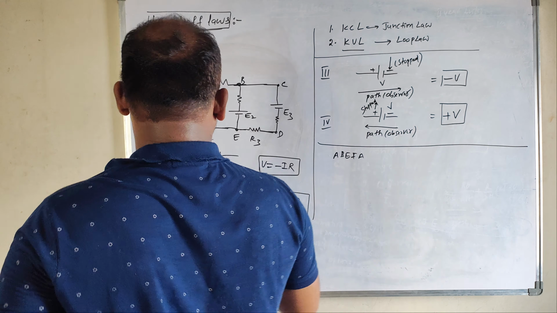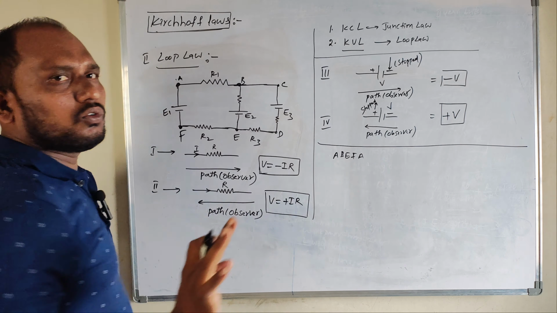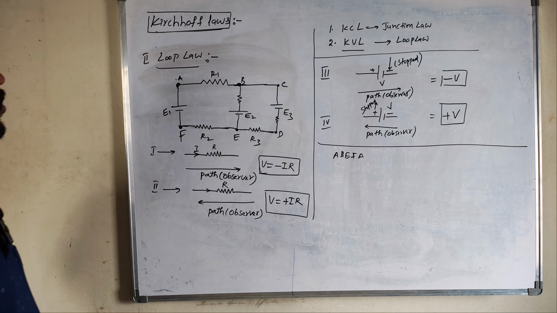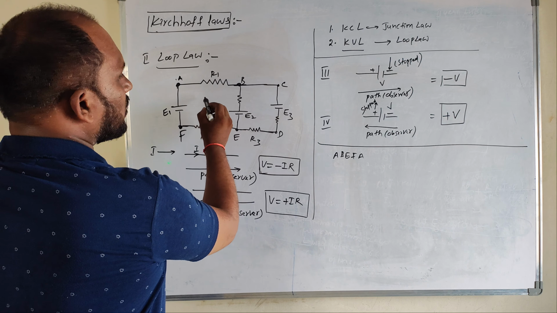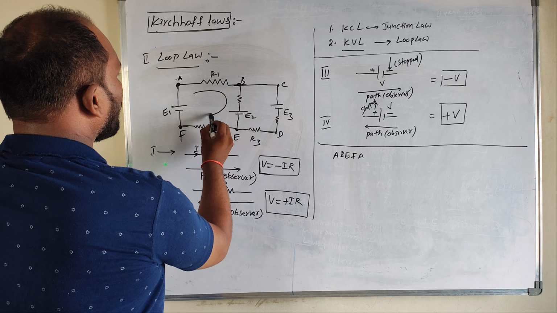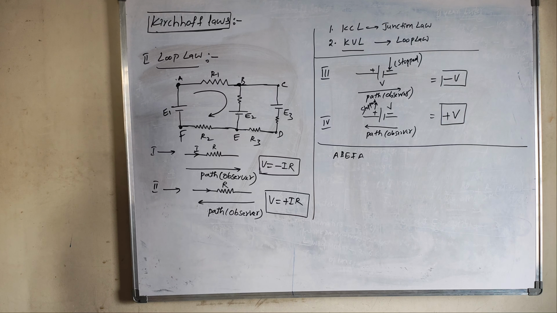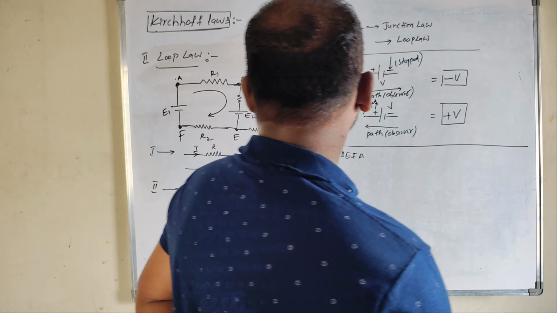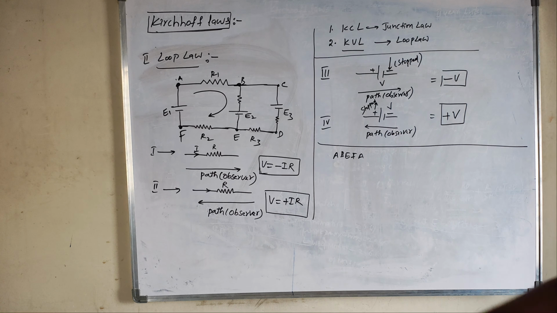Now apply the rules here. We have four rules: 1, 2, 3, 4. We have to apply the rules. So shall I go from A to B? Where am I traveling? I am traveling in the clockwise direction.